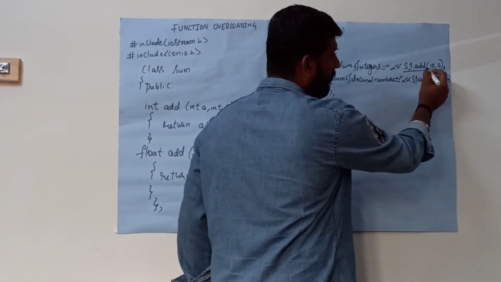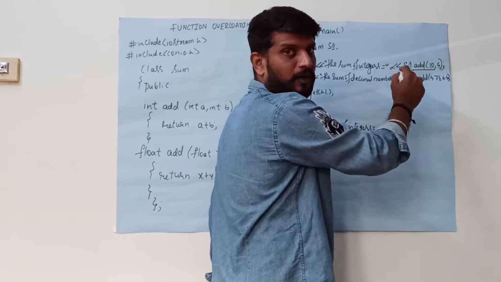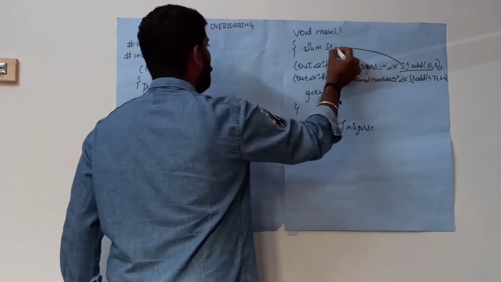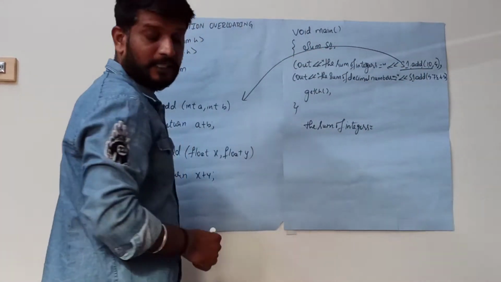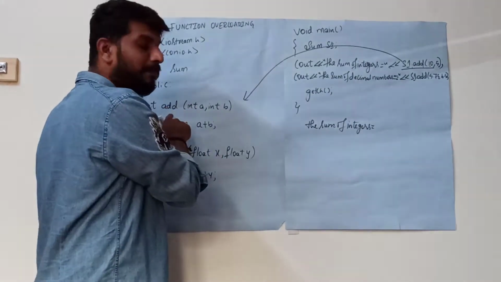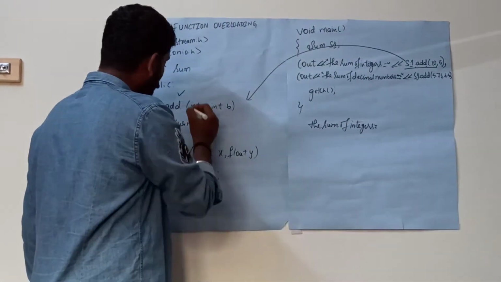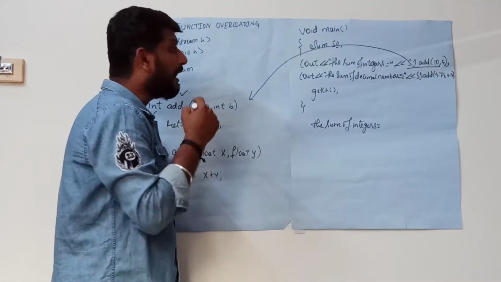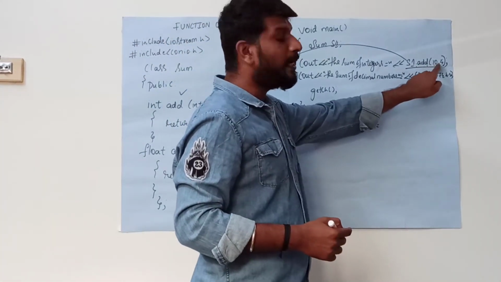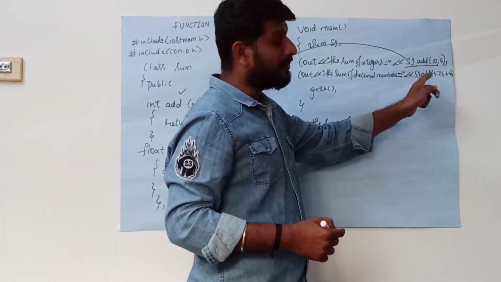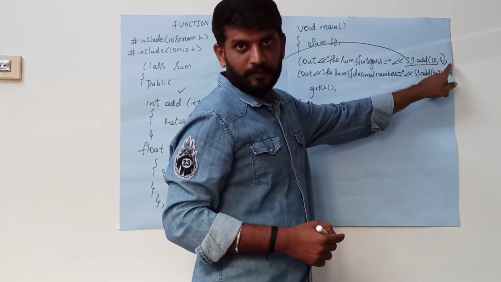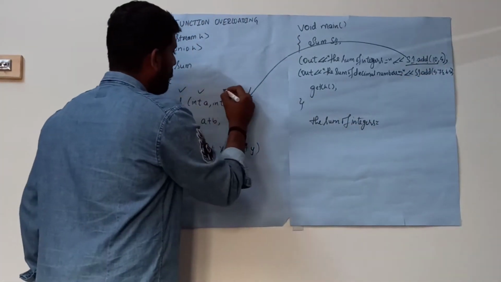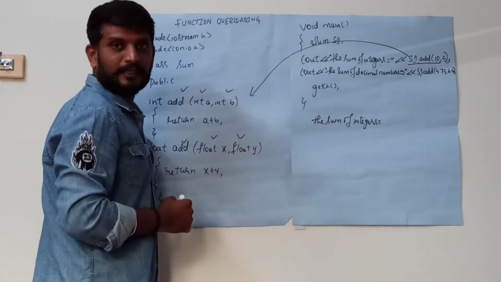S1.add(10, 5) will be called. So what happens? The compiler will check which particular function has the name add. Here there are two functions with the same name. Again, what happens? It will check for the type of arguments. It will check for the number of arguments. Again, in both cases there are two arguments.